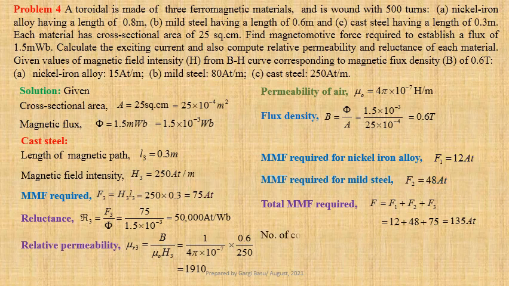Given number of coil turns N equals 500. Now we shall determine exciting current I equals F divided by N. Using values we get 135 divided by 500, that gives us 0.27 ampere.